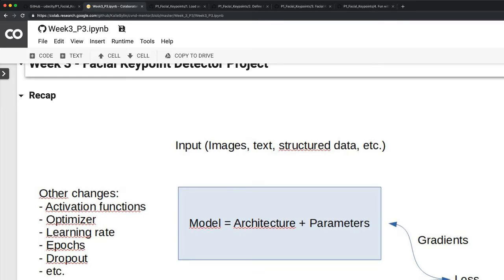And the way we learn these parameters is by calculating the loss. Basically, the process here is predict, compare, and learn. So you input something into the model.